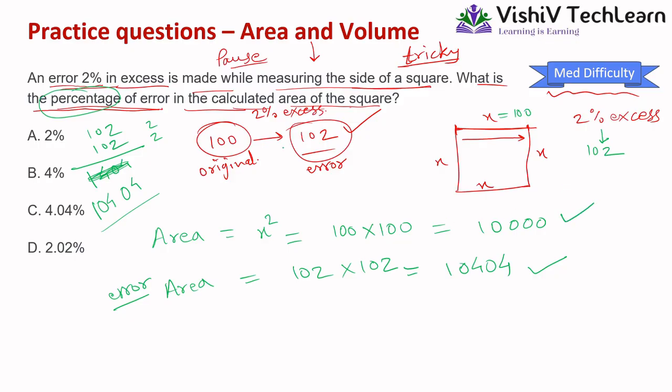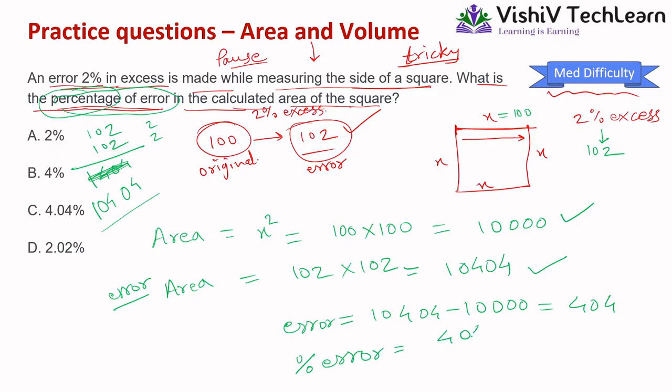Okay. Now this is the area which is with error, and this is the area with no error, original, actual value. Now we have to calculate percentage error. To calculate percentage error, first we have to calculate error in the area. So error will be equals to this 10404 minus 10,000. So this gives error as 404, and percentage error will be the error.